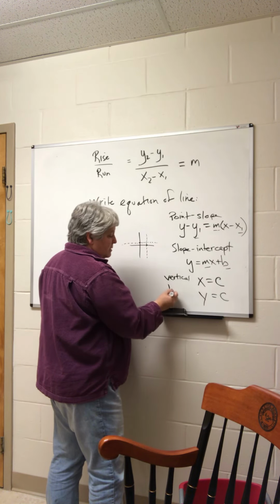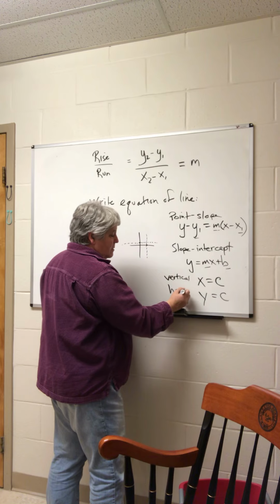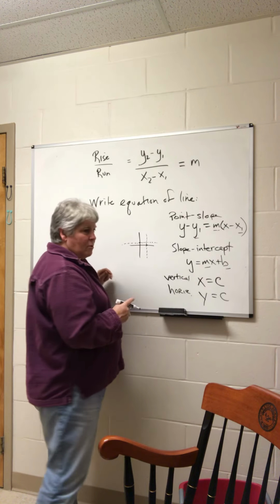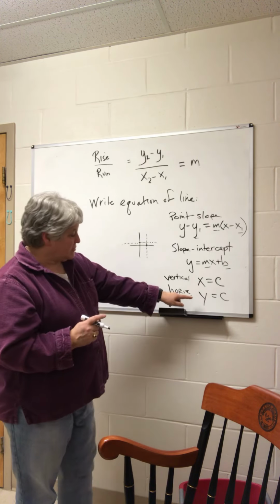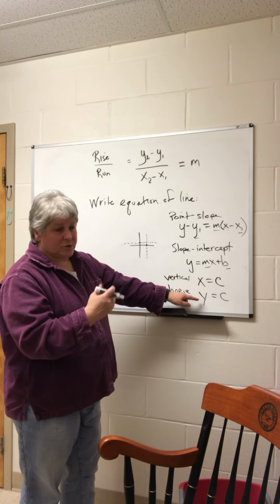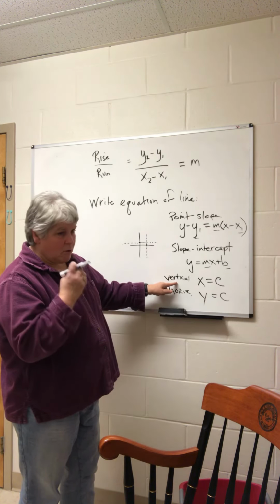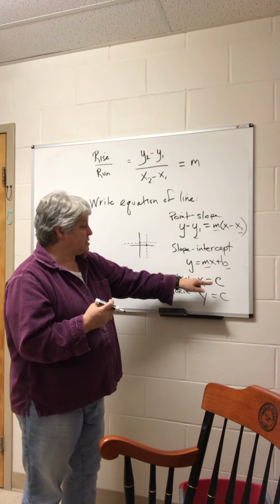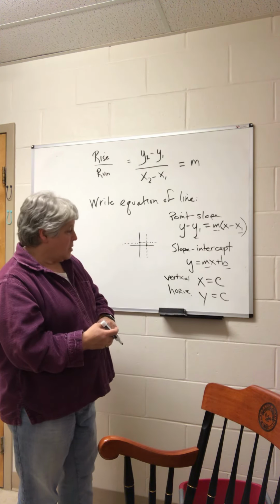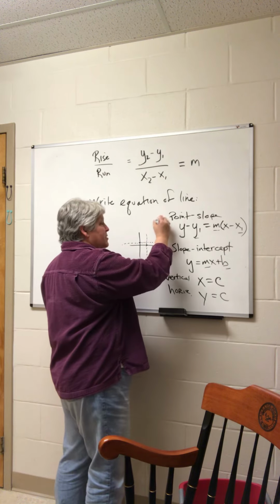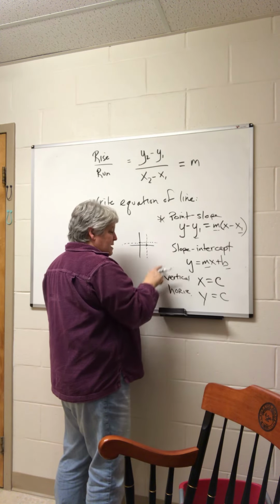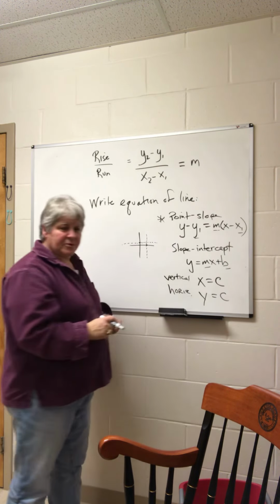Okay, so horizontal lines always have an equation in the form of y equals some number. Vertical lines always are in the form of x equals some number. But almost all the time you're using this formula, and you use these only in their specific circumstances.